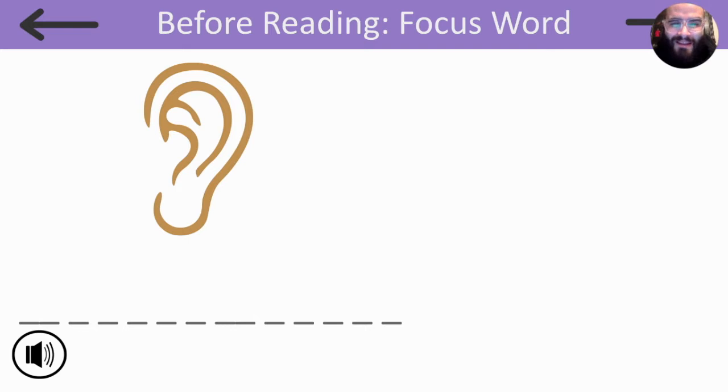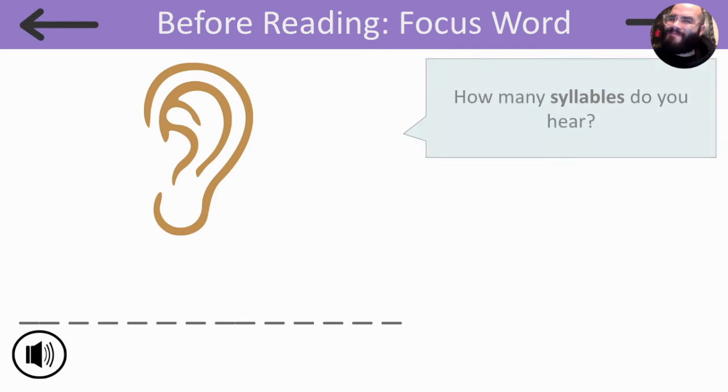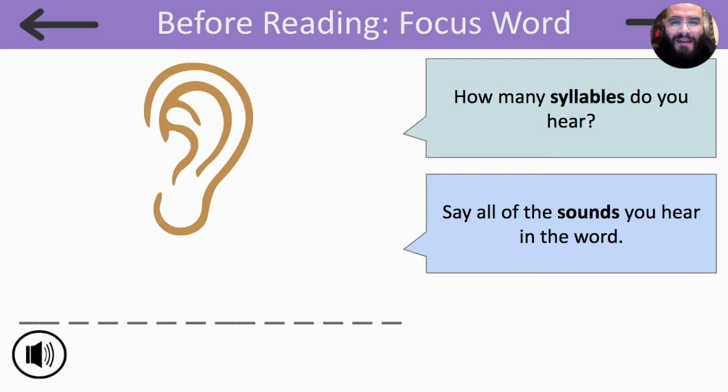You sound great. Now, how many syllables do you hear in the word characteristic? Characteristic. That's right. 5 syllables. Say all the sounds you hear in the word. Repeat after me.